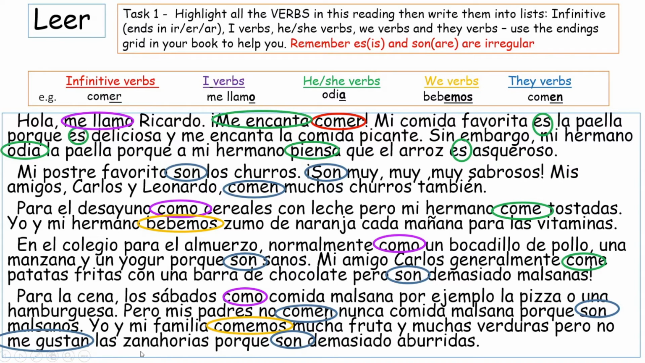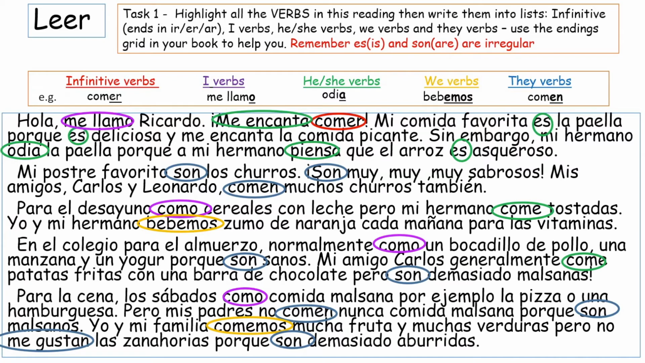And here, carrots, zanahorías, they please me. It goes backwards, okay? So when you're talking about opinions, apart from hate, I love and I like work in a different way to the others. But at the moment, you just know them as set phrases. Me gusta, I like, me encanta, I love. And you add an N if it's plural, okay? Right, so that was task 1.